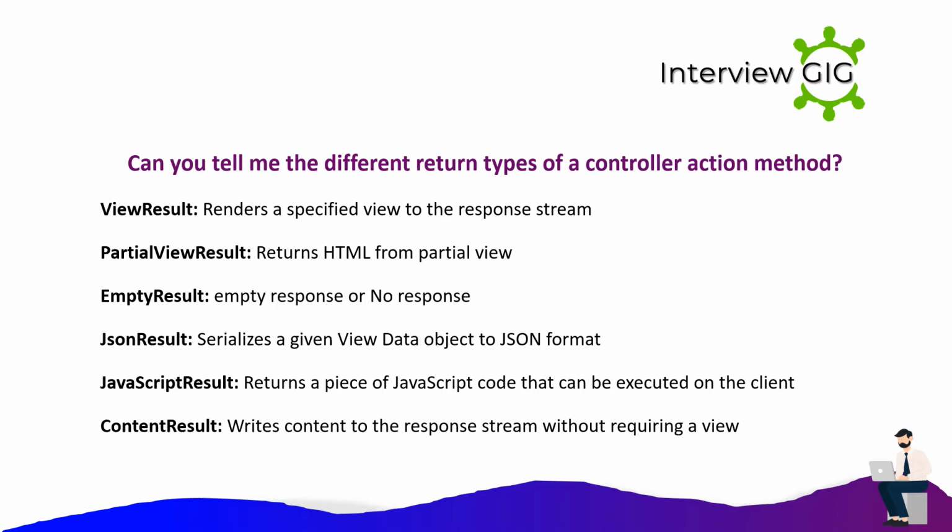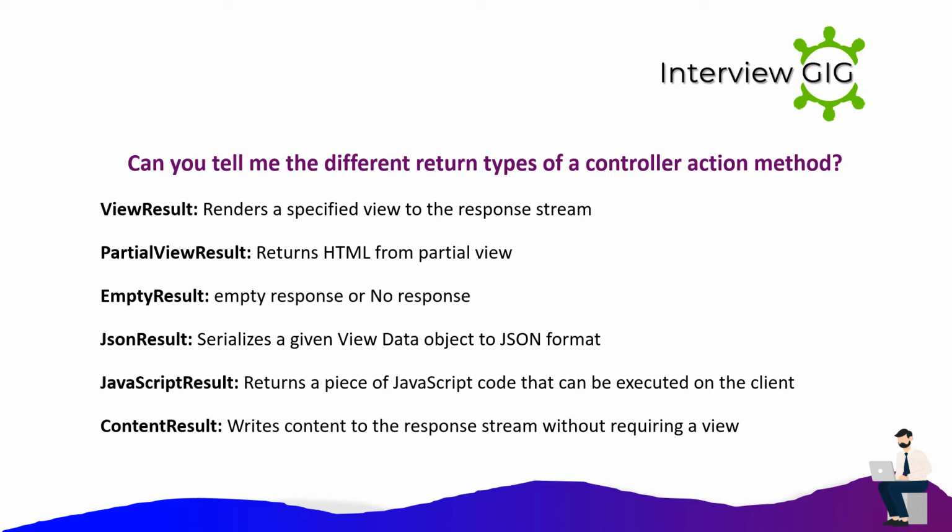Can you tell me the different return types of a controller action method? View result renders a specified view to the response stream. Partial view result returns HTML from a partial view. Empty result, empty response or no response. JSON result serializes a given view data object to JSON format.